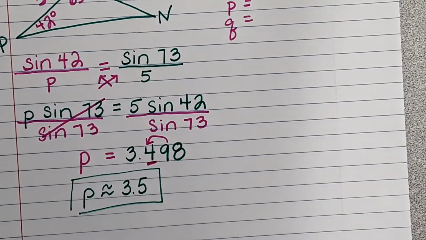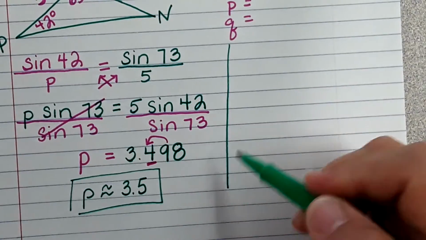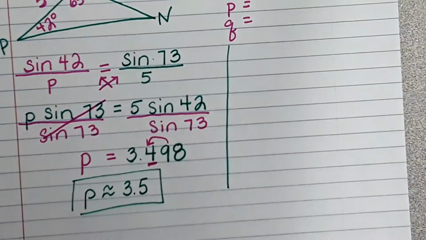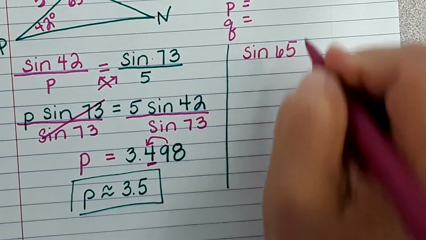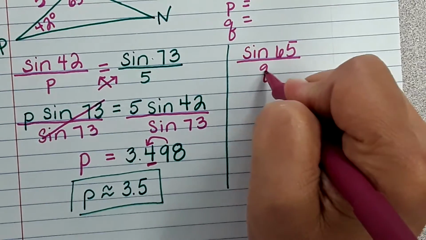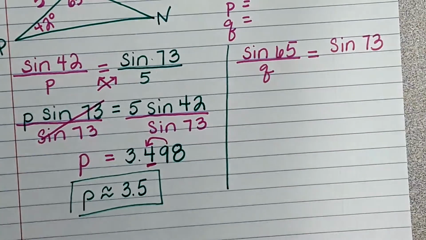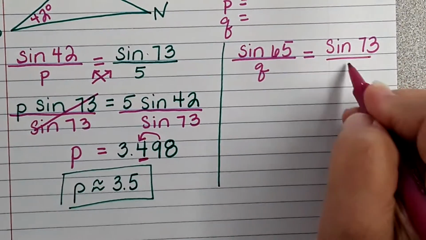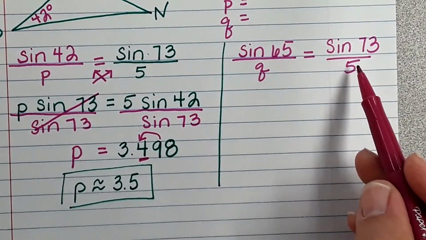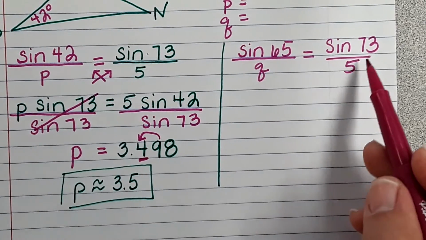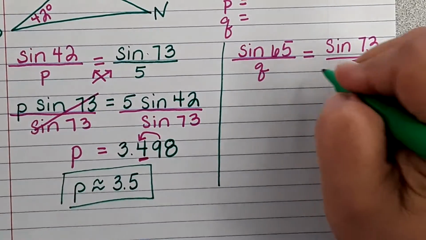Now what do we have to find? Lowercase q. So we're going to do the same thing, and we're going to use the n again. This time we're going to do sine of 65, because that's angle Q, over lowercase q, and it's going to equal sine of 73 over 5. These are going to match, because that was what was given to us. We had to find angle N, but we know little n, so we're going to use that. And now we're going to cross multiply again, just like we did before.